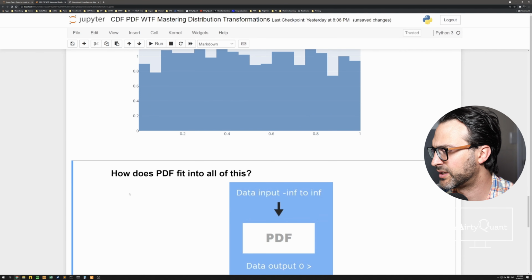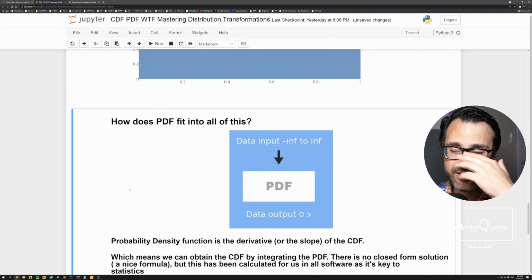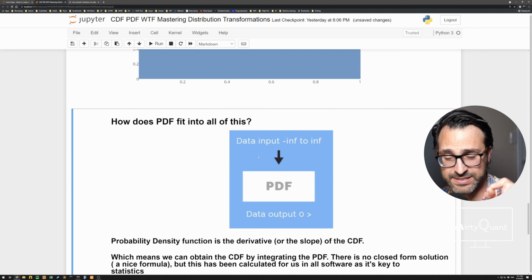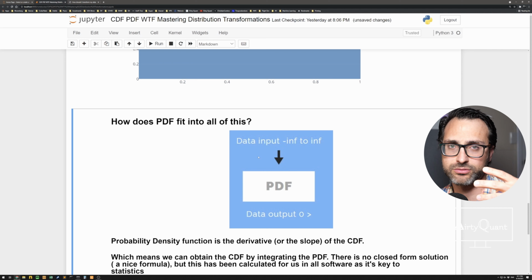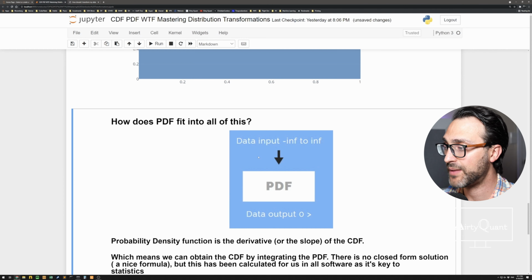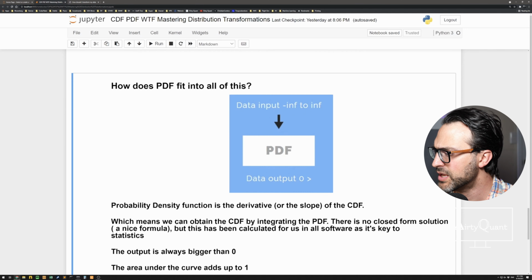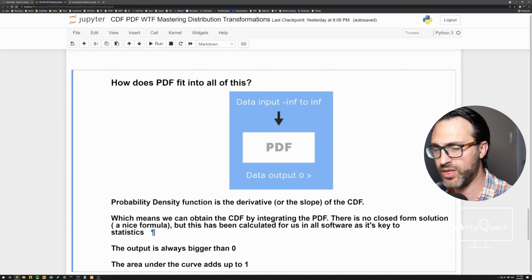And what about PDF? You hear this sort of PDF, probability density function, as well. How does it fit into all of this, and what are its characteristics? So it expects data in the minus infinity to plus infinity. Again, raw data, just normal measured data, and it will give you a value that's always above 0.